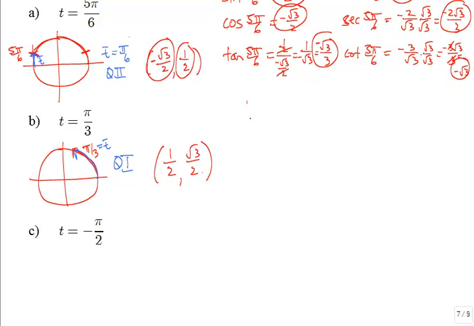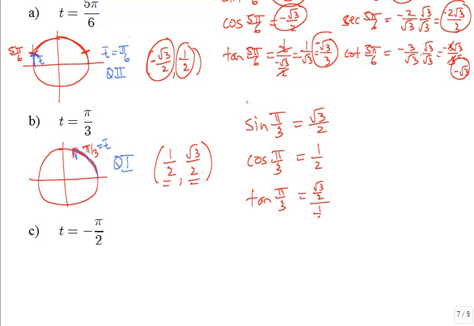So now we should be able to find all of these 6 trig functions. So sine of pi over 3, cosine of pi over 3, tangent of pi over 3. Let's start with those 3. Sine of pi over 3 is always the y value, so this will have to be square root of 3 over 2. Cosine of pi over 3 is always the x value, so this would just be 1/2. And tangent of pi over 3 is the y value over the x value. And again, the 2's are going to cancel out, so this is just root 3.